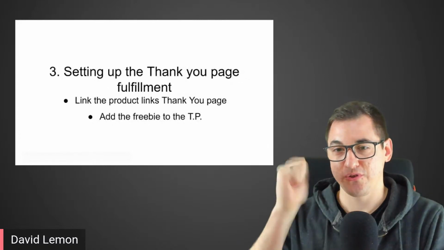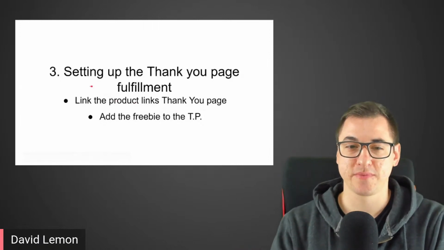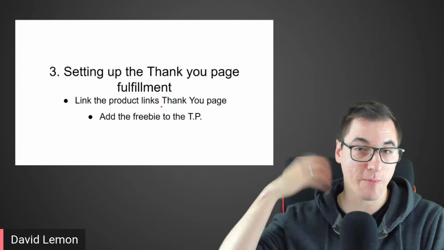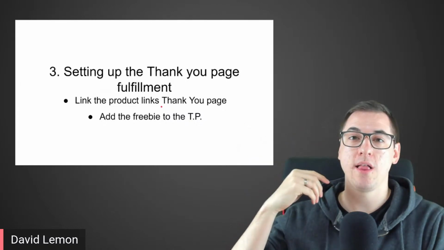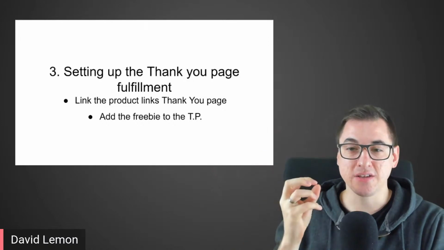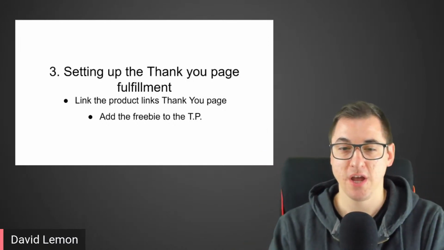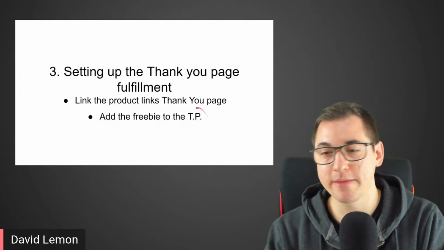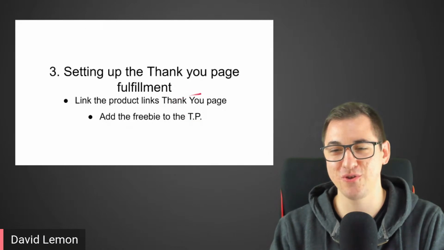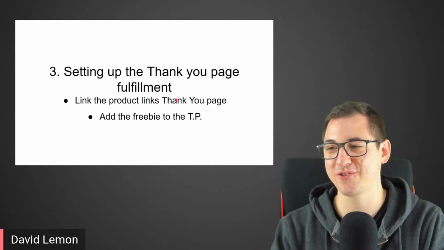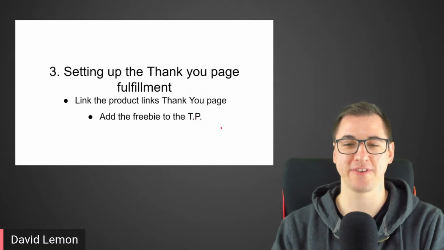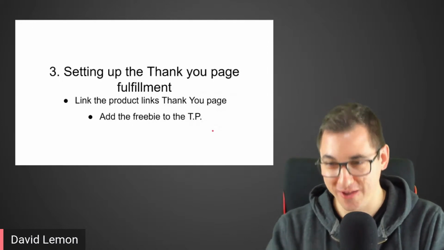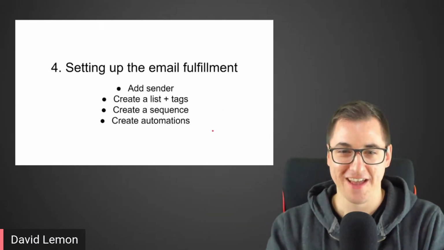Cool. So the thank you page fulfillment will do this. In order to set it up, we'll need to link the products. Basically, when we uploaded the file in step number 1, we'll upload the products online and take the links and put them on the thank you page. Also, we'll need to add a freebie to the thank you page. So TP, it's not toilet paper. I will just use TP for thank you page. If you see this TP somewhere in the presentation following, it is not toilet paper.